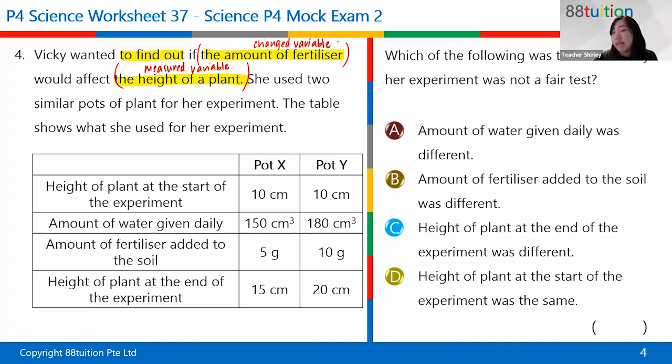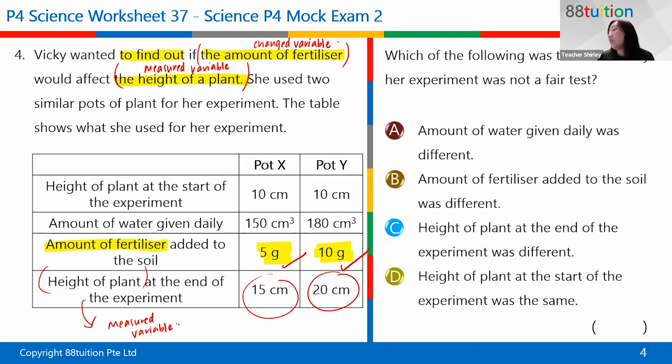Okay, let's have a look at the aim of the experiment again, okay? The aim of the experiment is to find out if the amount of fertilizer would affect. That means the amount of fertilizer should be different. So this is actually correct because we want to use different amounts of fertilizer to find out if it will affect the height. So the height can be different. Why can the height be different? Because the height is the measured variable. Okay, the height is the measured variable.